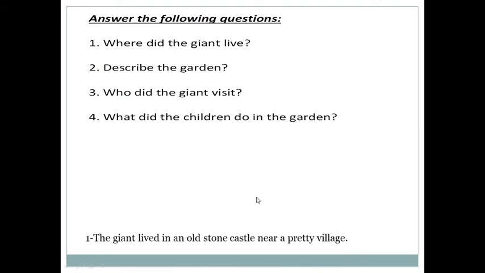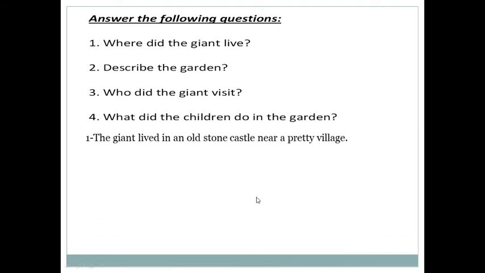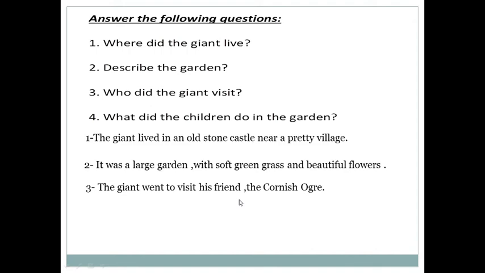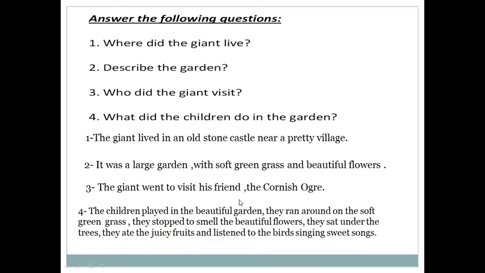The questions. Where did the giant live? The giant lived in an old stone castle near a pretty village. Where did he live? In an old stone castle near a pretty village. Describe the garden. It was a large garden with soft green grass and beautiful flowers. Number 3, who did the giant visit? The giant went to visit his friend, the Cornish ogre.